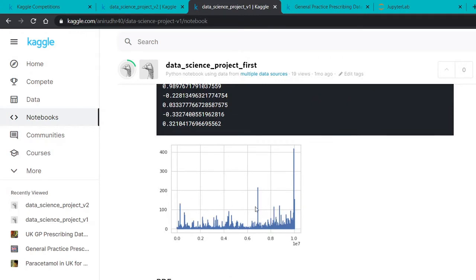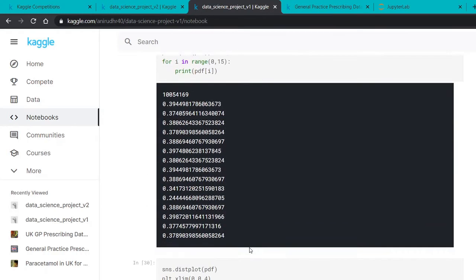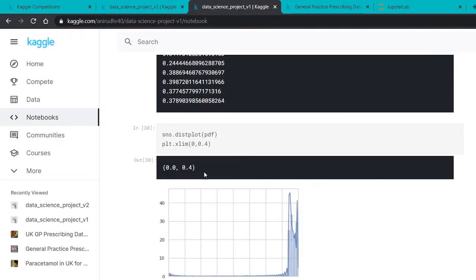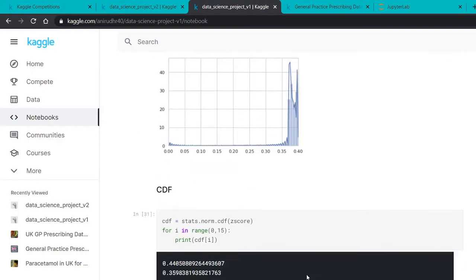So z-score doesn't handle all the outliers. But yeah, this is what z-score is, and there is the PDF, the probability distribution function. The probability distribution looks very skewed toward the tail end, as you can see here. If you visualized it at a particular range, we could probably see it as a normal function itself, but it is kind of skewed to the right.